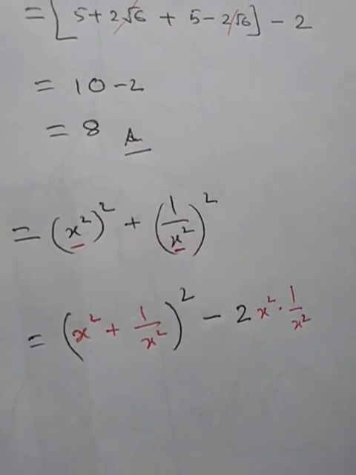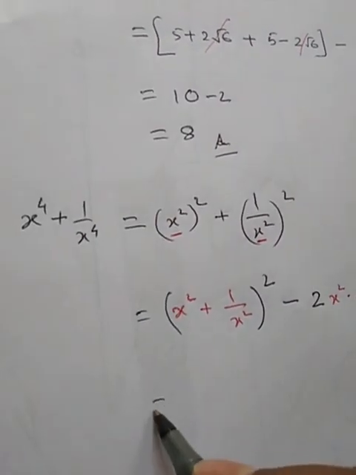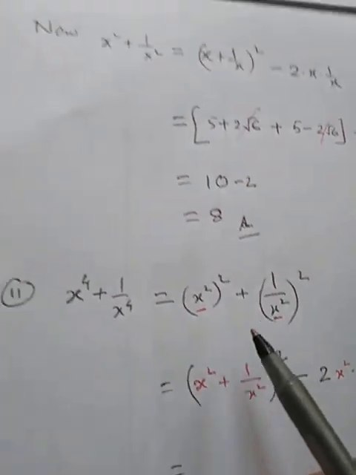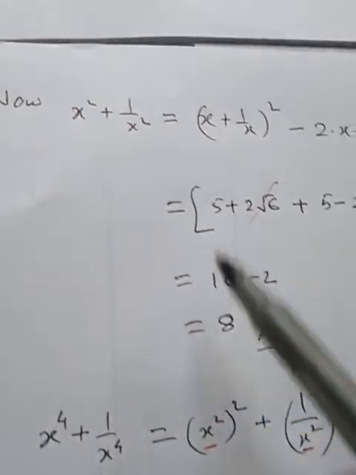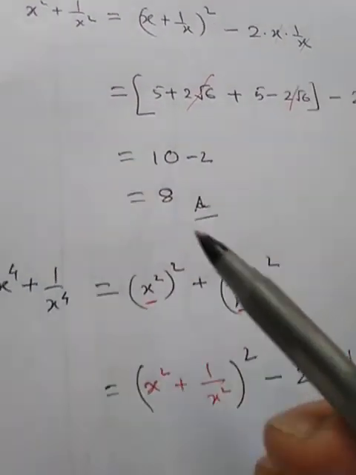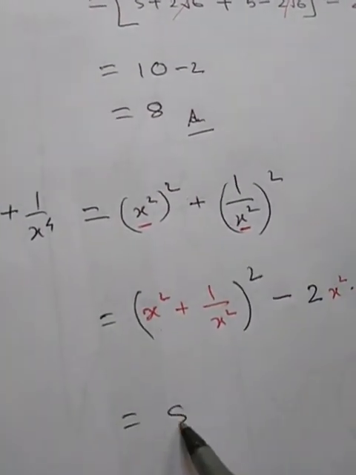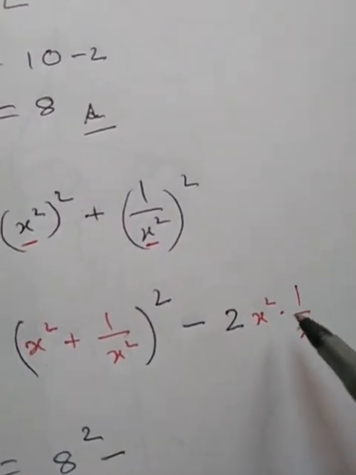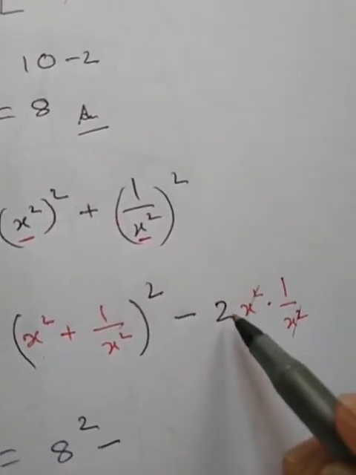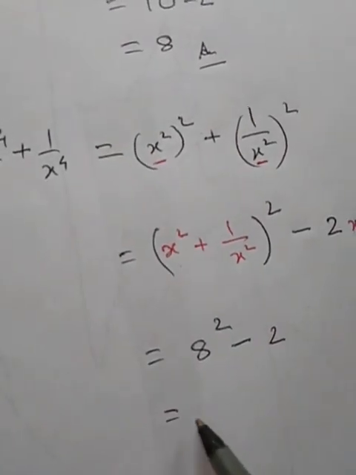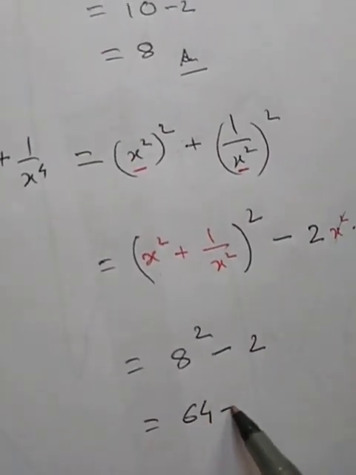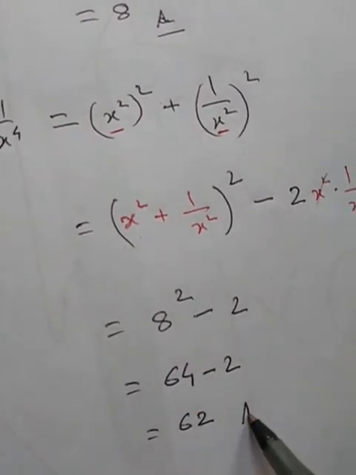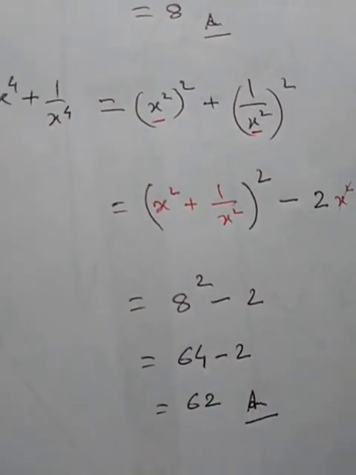So now see, the value of x square plus 1 by x square we have already got, which is 8. So this value we can put here directly, 8 then square and minus, this will cancel out, only 2 will be left. So 64 minus 2, that is 62. So this is the answer.